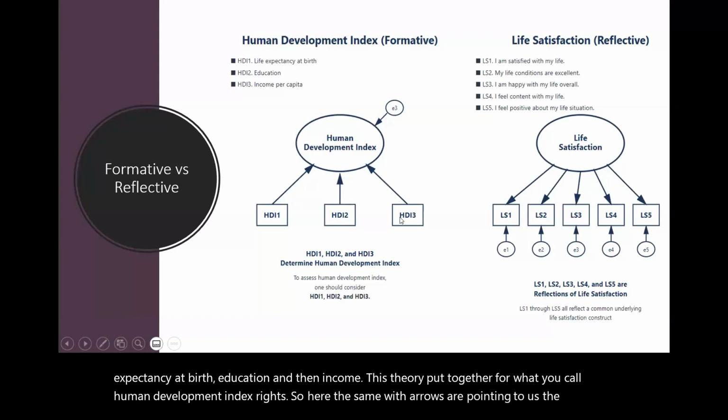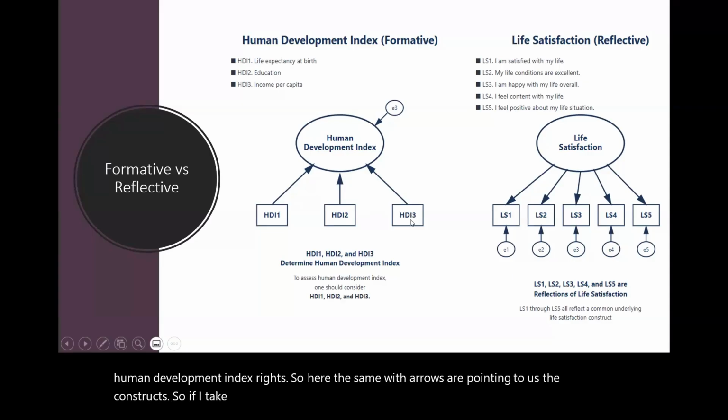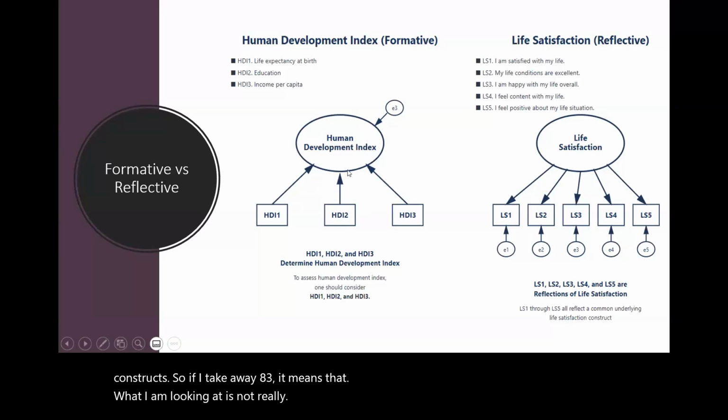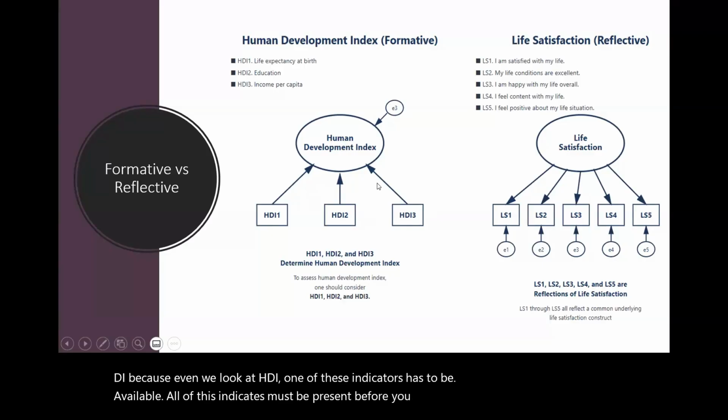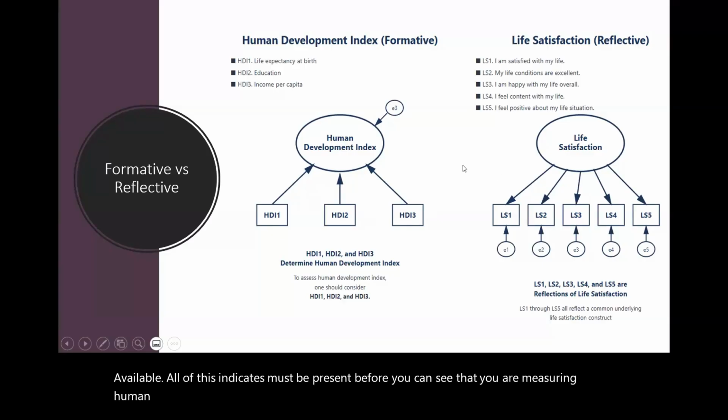So if I take away HD3, it means that what I am looking at is not really HDI, because if you want to really look at HDI, all of these indicators must be present before you can say that we are measuring the Human Development Index.